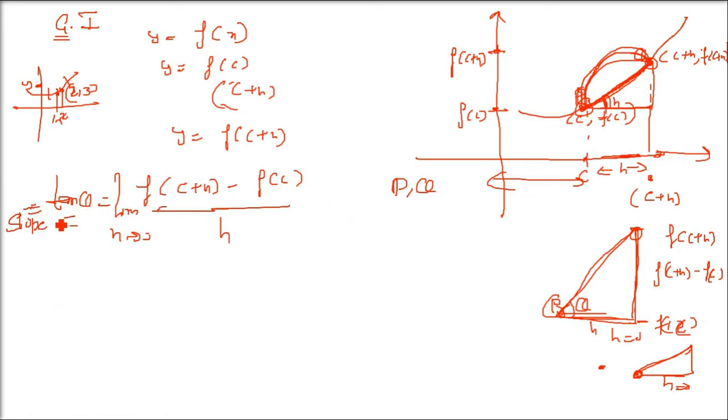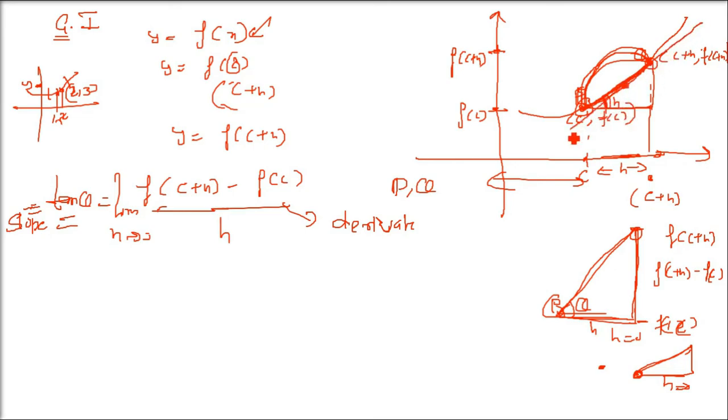Tan theta is slope. Tan theta is m. Tan theta is the slope of what? It's the derivative. Basically, it's the slope of the tangent. So the derivative of a function f(x) at a point x equals c is the slope of the tangent to the curve y equals f(x) at the point (c, f(c)).